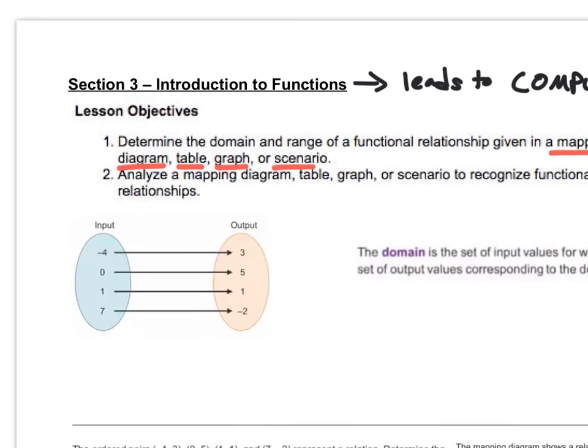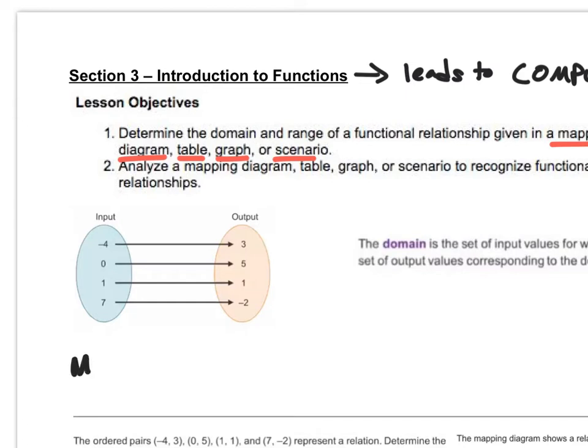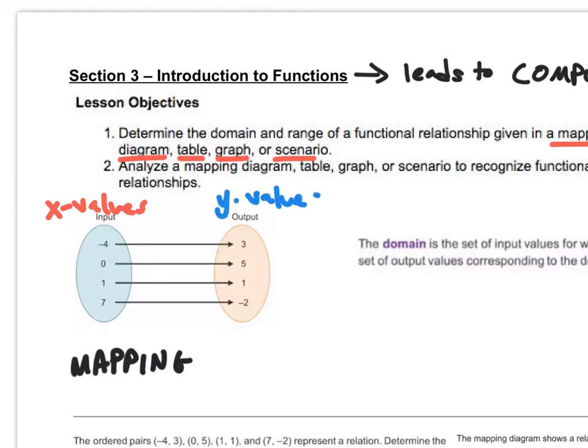So the first thing we have is a mapping. And they use these words called input and output. The first thing that I want to show you guys is that inputs are x values. Outputs are y values. Those things go hand in hand. If I say the word input, that means an x value. If I say the word output, that means y value. That's probably one of the most important things you can come away with today.